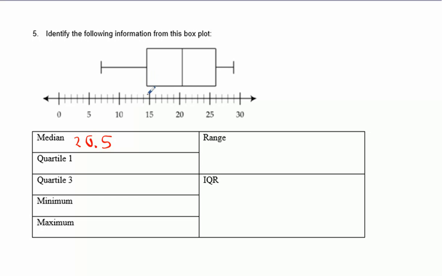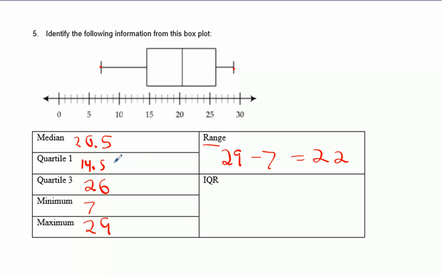Quartile 1. Again, it's not 15 technically. I'll give you 15. I'll say okay, but you should be more precise. Quartile 3 is 26. The minimum, that's 5, so that's 6, so that's 7. And the maximum, that's 25, 26, 27, 28. That looks exactly 29. Range. Now, haven't talked about range too much. Range is just the highest number minus the lowest number. That's it. So I'm going to do 29 minus 7. And I will get 22.